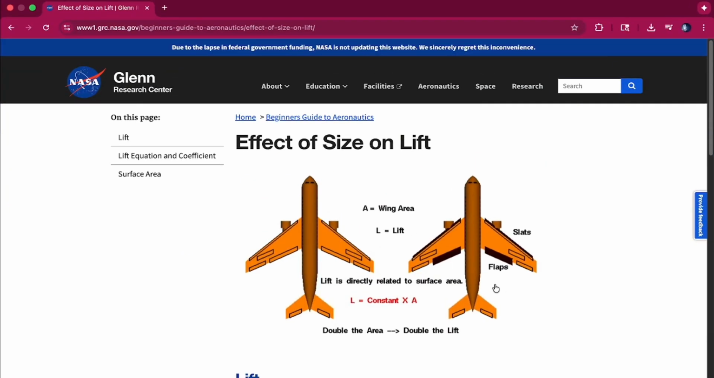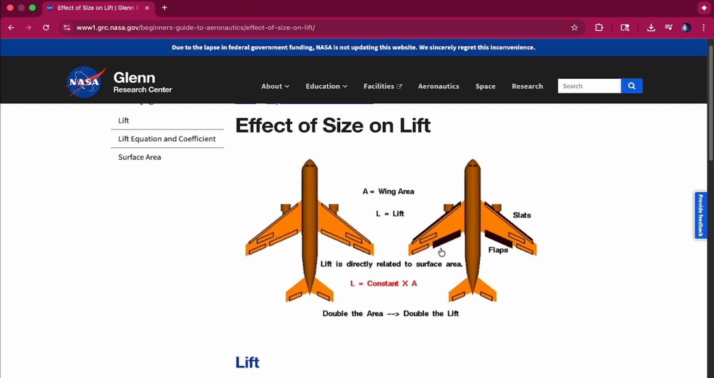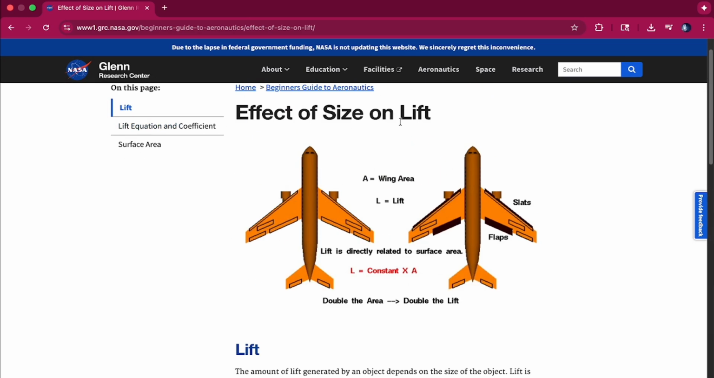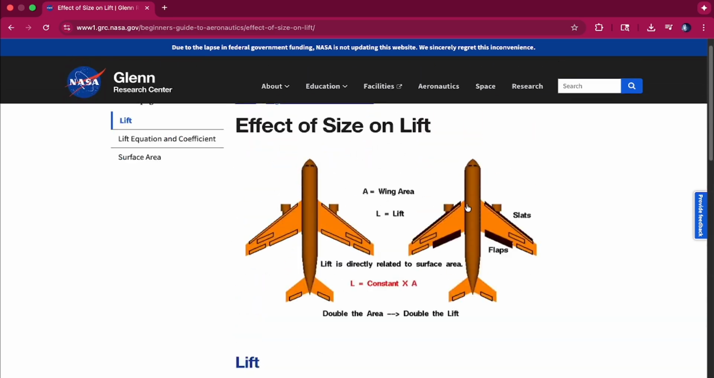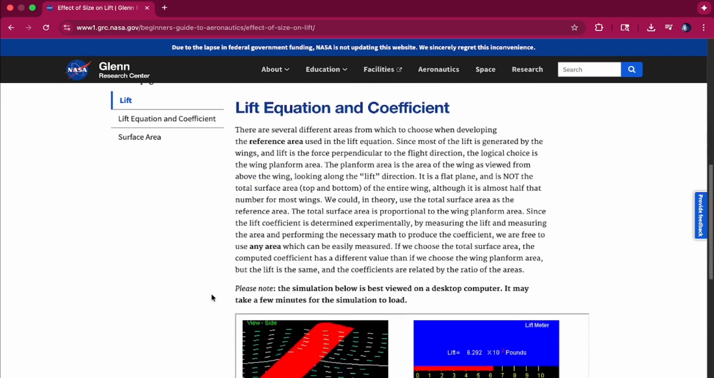Here's the effective size on lift. This is another simulator that's very cool. You can see that lift is directly related to the surface area of the plane, the wing area. Here, L is the lift, and there are slats and flaps. L is equal to a constant times A, which is the wing area. Double the area equals double the lift. So that's really cool for these airplane scenarios.